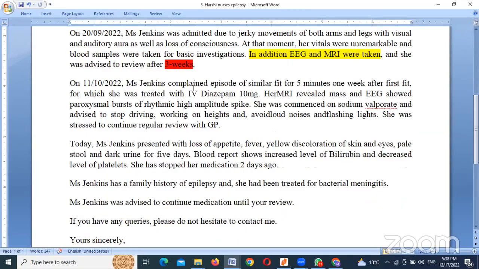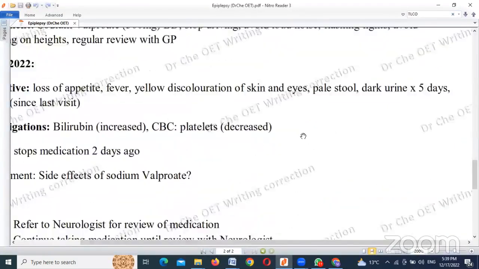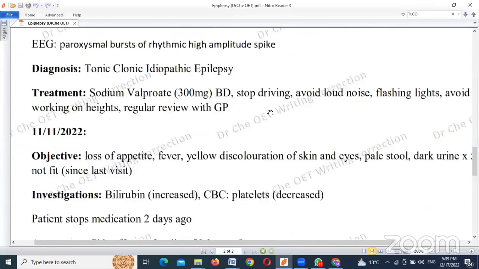On this day, Miss Jenkins complained of an episode of a similar fit for 5 minutes, 1 week after her first fit, for which she was treated. She was treated with diazepam; "treated" should be small. Okay. Her MRI revealed mass and EEG. No, you can see this is wrong information. Her MRI is not showing any kind of mass. This is just a misunderstanding.